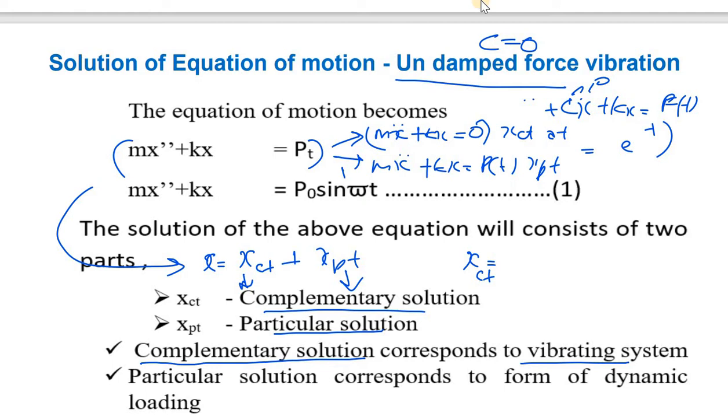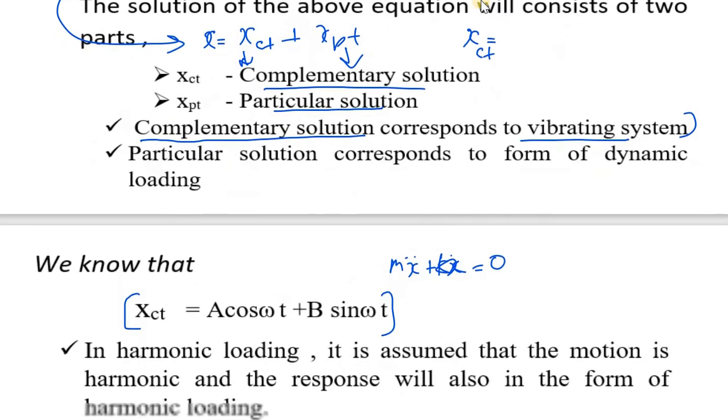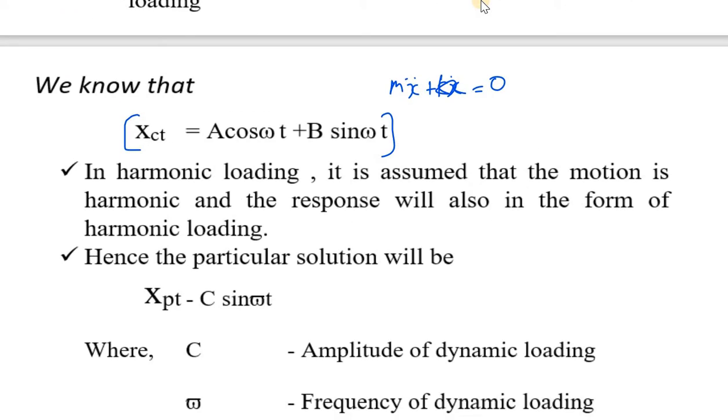Complementary solution corresponds to the vibrating system, that is the natural frequency. That is the reason why I am taking the general solution in terms of omega t. Here we can find A and B using the boundary conditions, so we can find the equation. Now you can see xp of t is equal to, I am taking it as C.